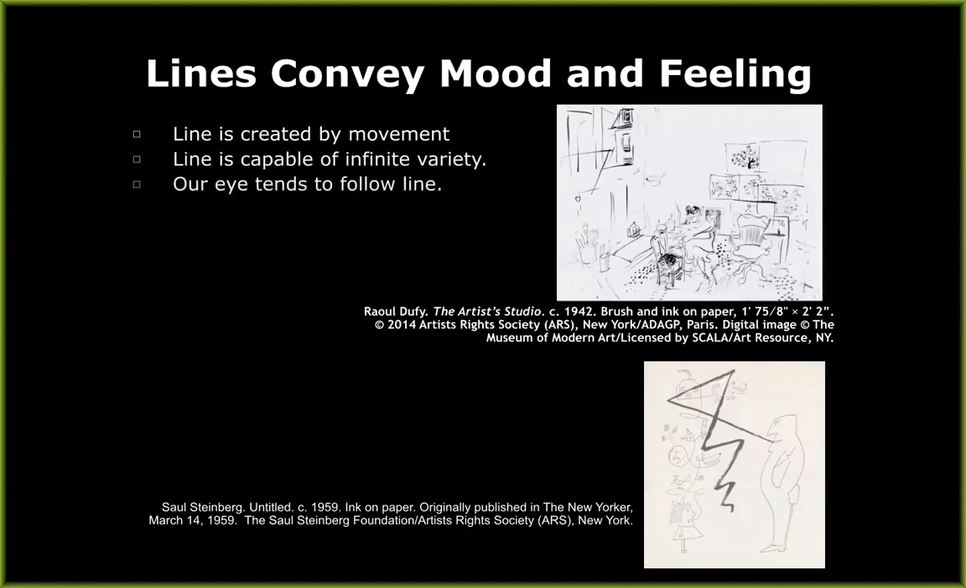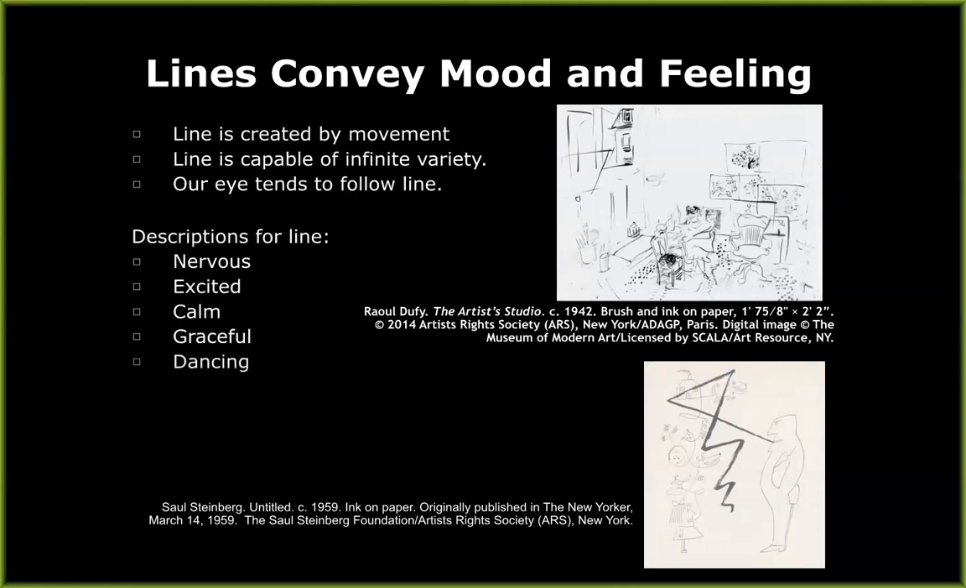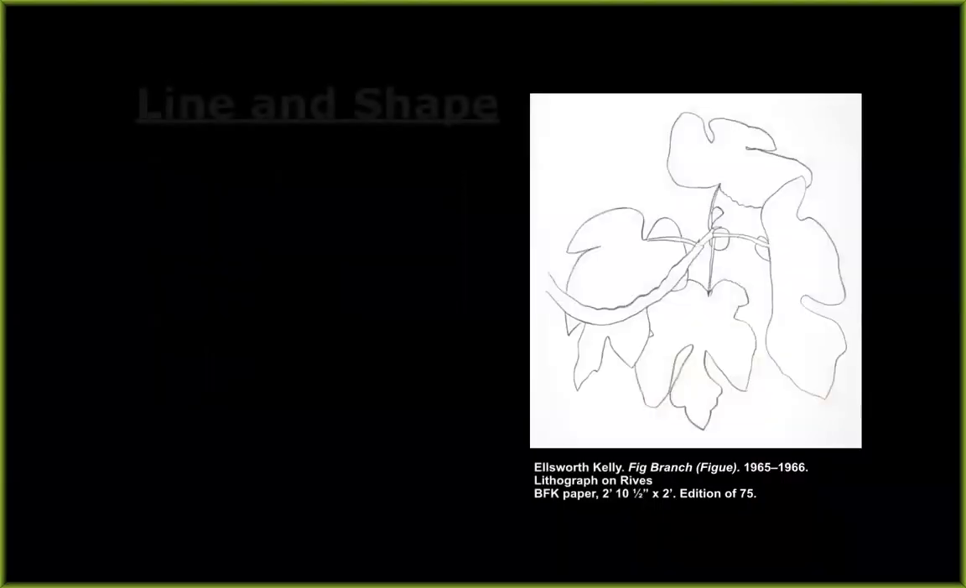Our eye tends to follow lines, and we've talked about this in previous lectures. And there are lots of ways that you can describe lines. Lines can be nervous, excited, they can be calm. So keep this in mind as we move towards critiquing each other's work more, because you can talk about things like line and shape inside the compositions that people are creating. Oops, let's go back to there.